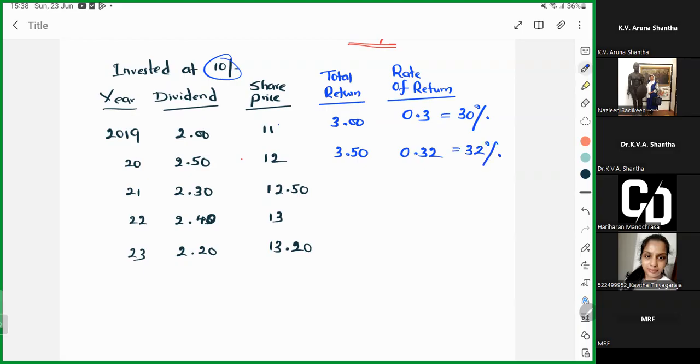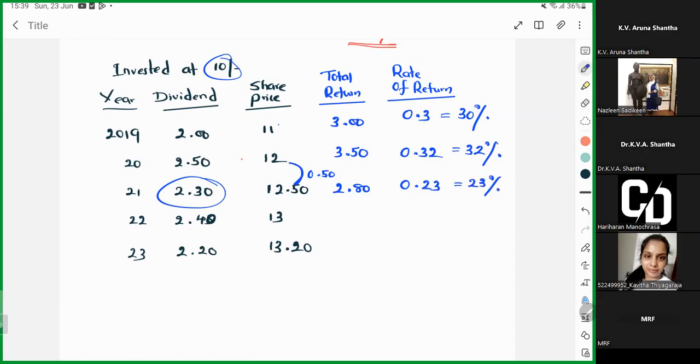How about the total return in 2021? Dividend 2.30, capital gain 50 cents. Then total return 2.80. Rate of return is 2.80 divided by the price at the beginning of that year, 12. How much? 0.23, or 23%.